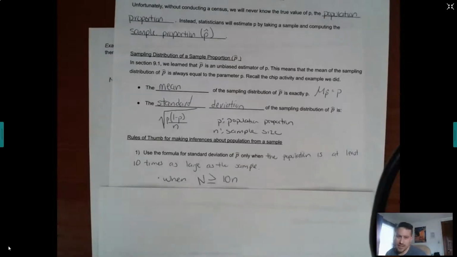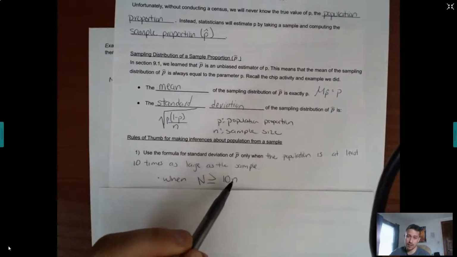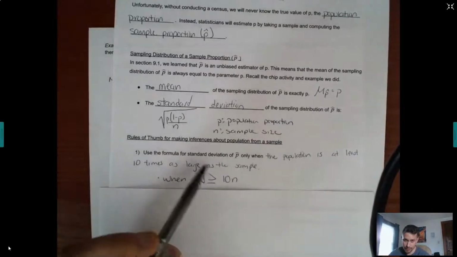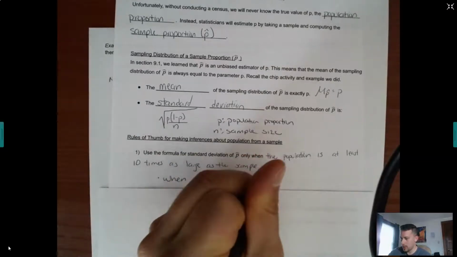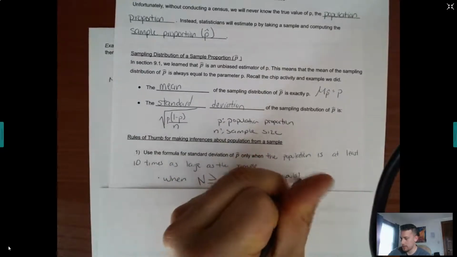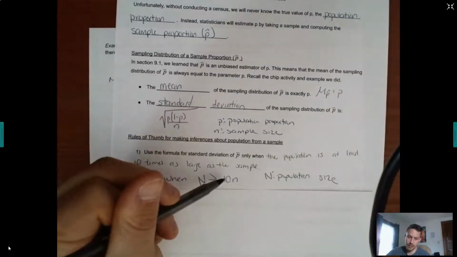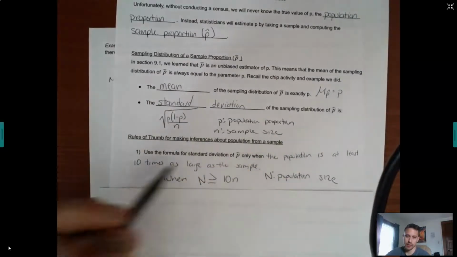So if there's a formula, it's this right here: capital N is greater than or equal to 10 times lowercase n. So we're going to only use this formula for standard deviation when this is true. Capital N is population size. Lowercase n is sample size. So this formula is basically this in words right here.